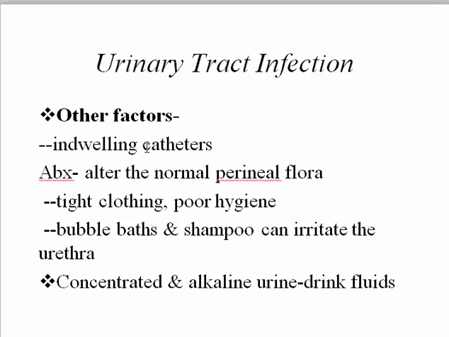Some other factors that can cause UTIs would be having an indwelling catheter, or if they need to catheterize themselves, they have a neurogenic bladder and they need to self-cath. Antimicrobial agents that alter a child's normal perineal flora allow easier colonization of urinary pathogens, which is another factor. Tight clothing or diapers or poor hygiene. Bubble baths and shampoo can irritate the urethra of both boys and girls, causing painful urination.